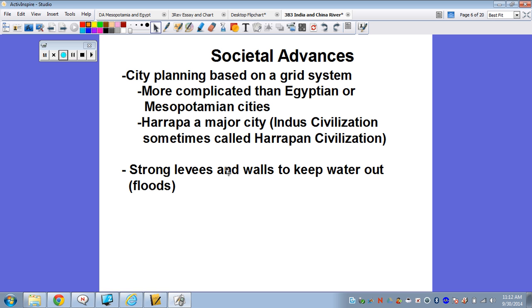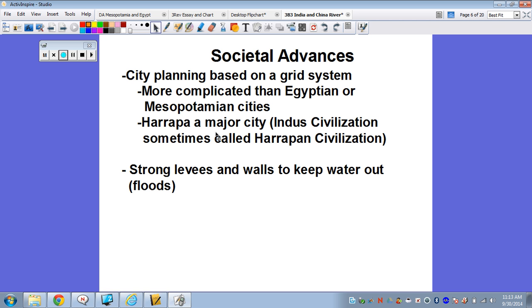So societal advances for the Indus River Valley civilization. The big thing you need to know is that city planning was based on a grid system. So it was more complicated than Egyptian and Mesopotamian cities, which were just kind of sprawled out all over the place. You should know that the cities in the Indus River were very structured on a grid system, so they're very organized and very complicated in that fashion. And one of the major cities was Harappa. Sometimes Indus civilization is called Harappan civilization.